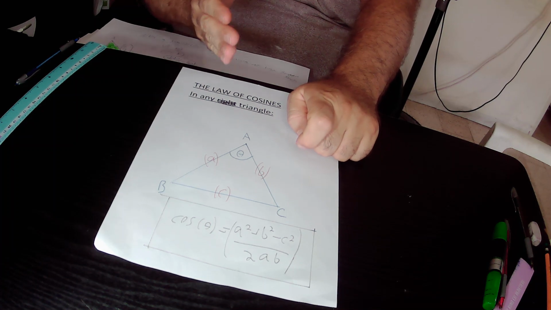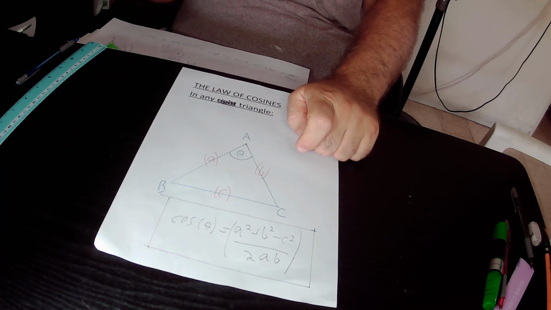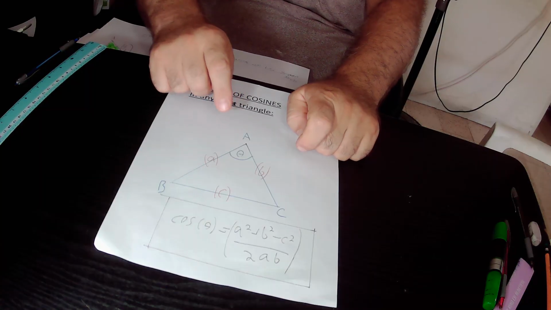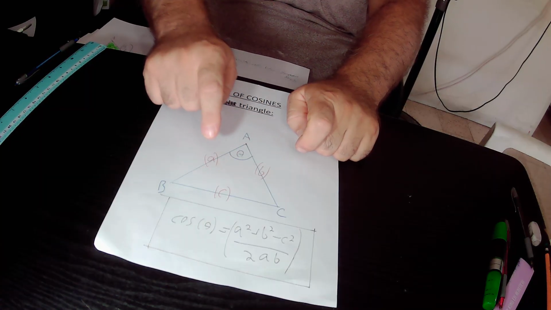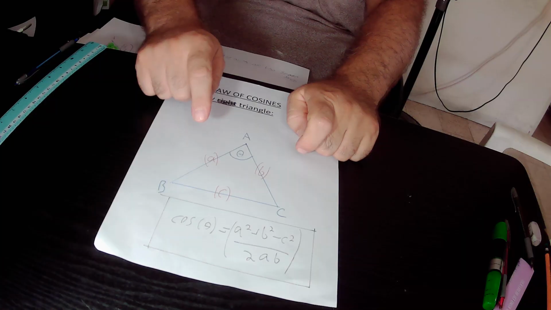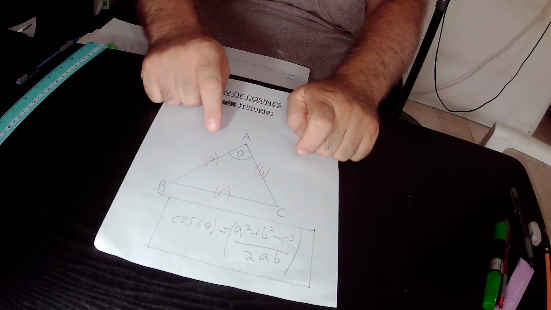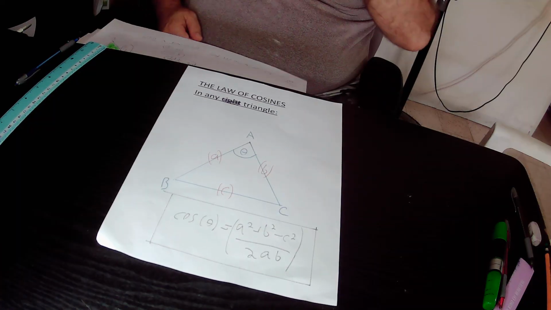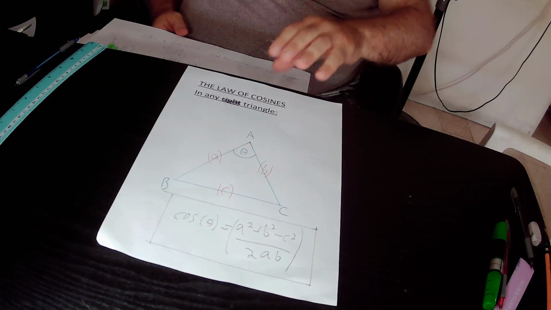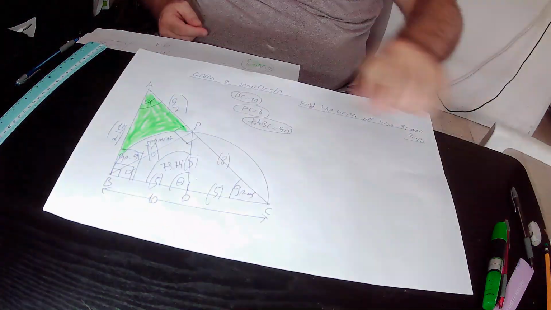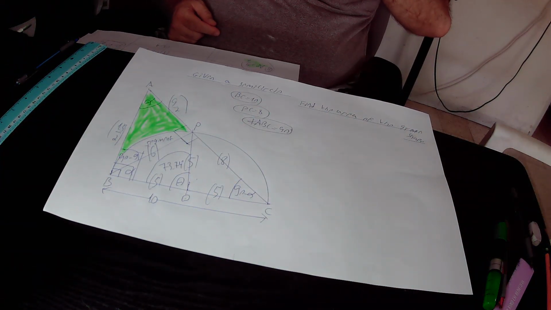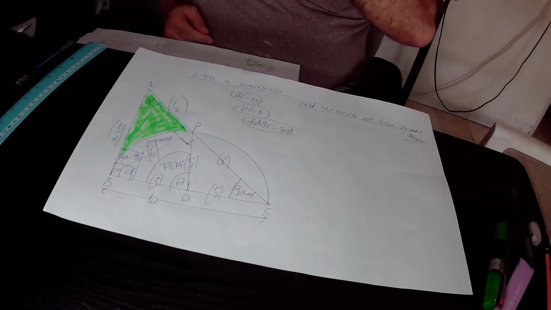So in triangle ABC, which could be any triangle, the following equation is true: cosine theta equals A square plus B square minus C square over 2 times A times B. Again, cosine theta equals A square plus B square minus C square over 2 times A times B. The next step, we implemented the law of cosines in triangle POB.